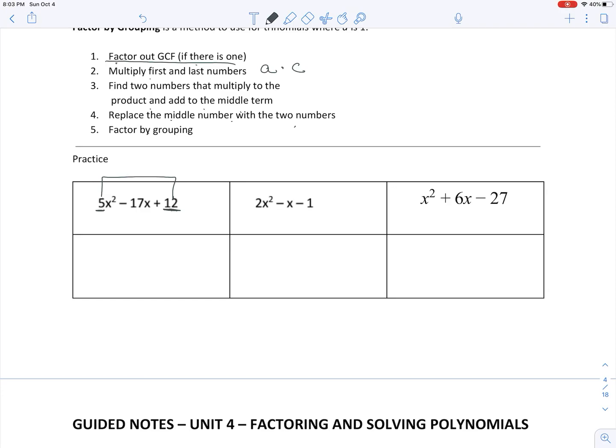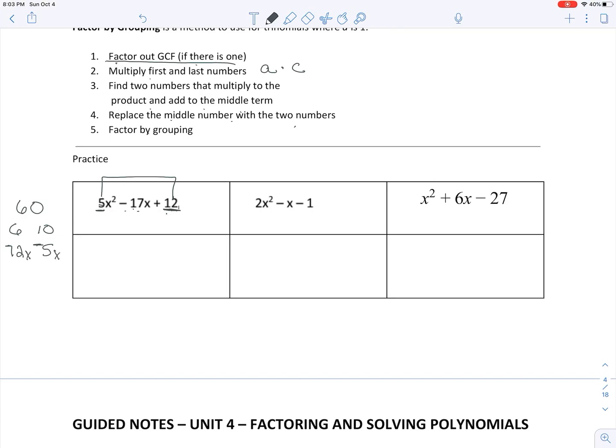So we multiply first. Is there a GCF? No, there was not a GCF. So I'm going to multiply A times C, and that gives me 60. Now, what two numbers can I multiply to get 60 and add to get negative 17? I know both of these numbers have to be negative in order to get a negative in the middle but a positive on the outside. So I can do 6 and 10, I can do 12 and 5. Oh, look, 12 and 5 works because I need negative 17. So I need both of those to be negative, and when I add those together, I get negative 17.